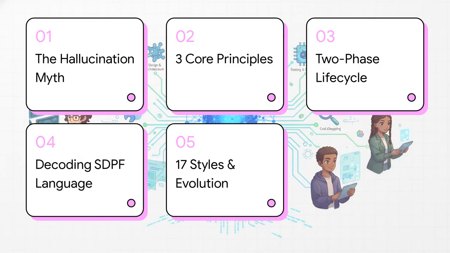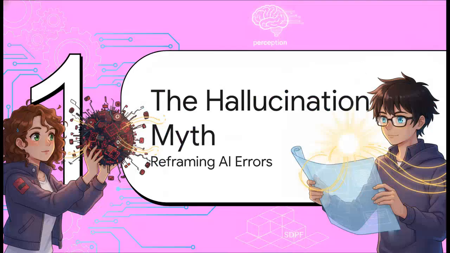Now, because the SDPF is a highly formal engineering framework, here is our technical blueprint for this explainer. We're going to cover 1. The AI hallucination myth. 2. 3 non-negotiable core principles. 3. The mandatory two-phase lifecycle. 4. Decoding the SDPF language. And wrap up with 5. 17 styles and evolution. All right, let's kick things off with Section 1, the AI hallucination myth.